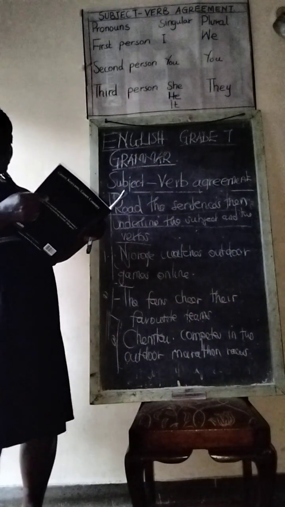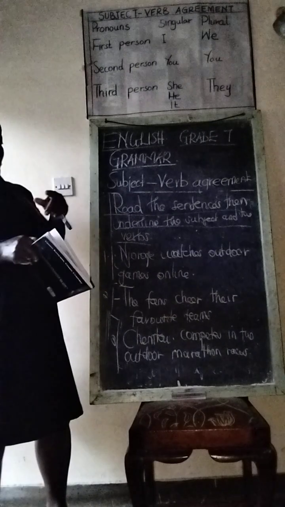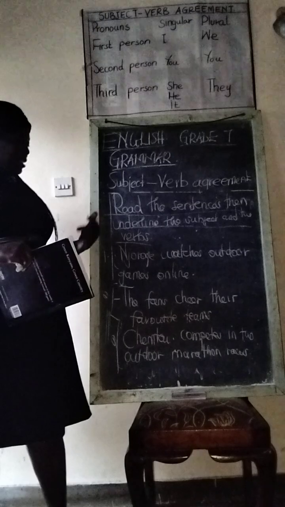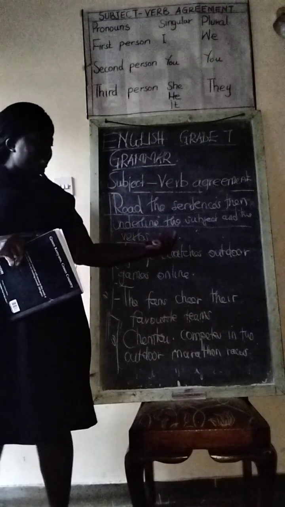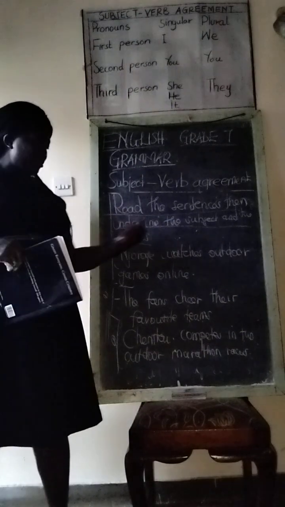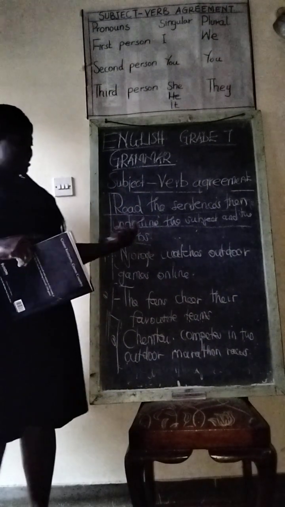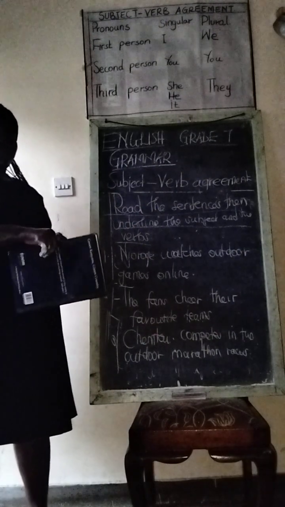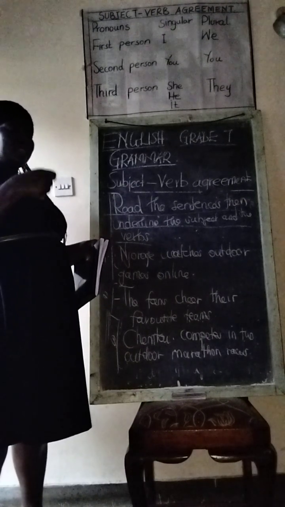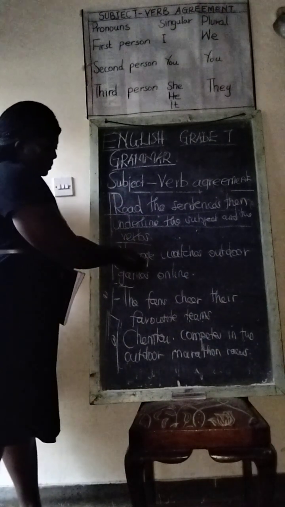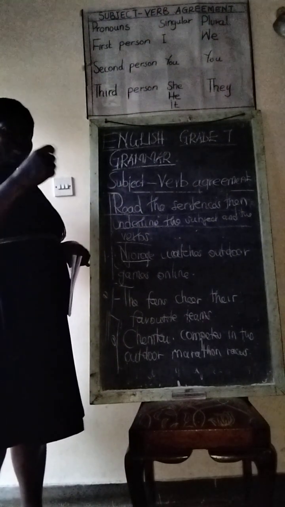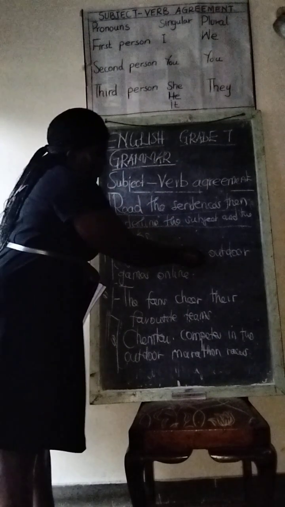Now let us do these 3 questions. The instruction is: read the sentences, then underline the subjects and the verbs. The first sentence, Joroge watches outdoor games online. Read again, Joroge watches outdoor games online. Now in this sentence, which one is the subject? We said that the subject of a sentence is the person or thing doing something. So who is doing something here? Joroge. And the verb of a sentence is the word showing the action. What is the action? Watches.